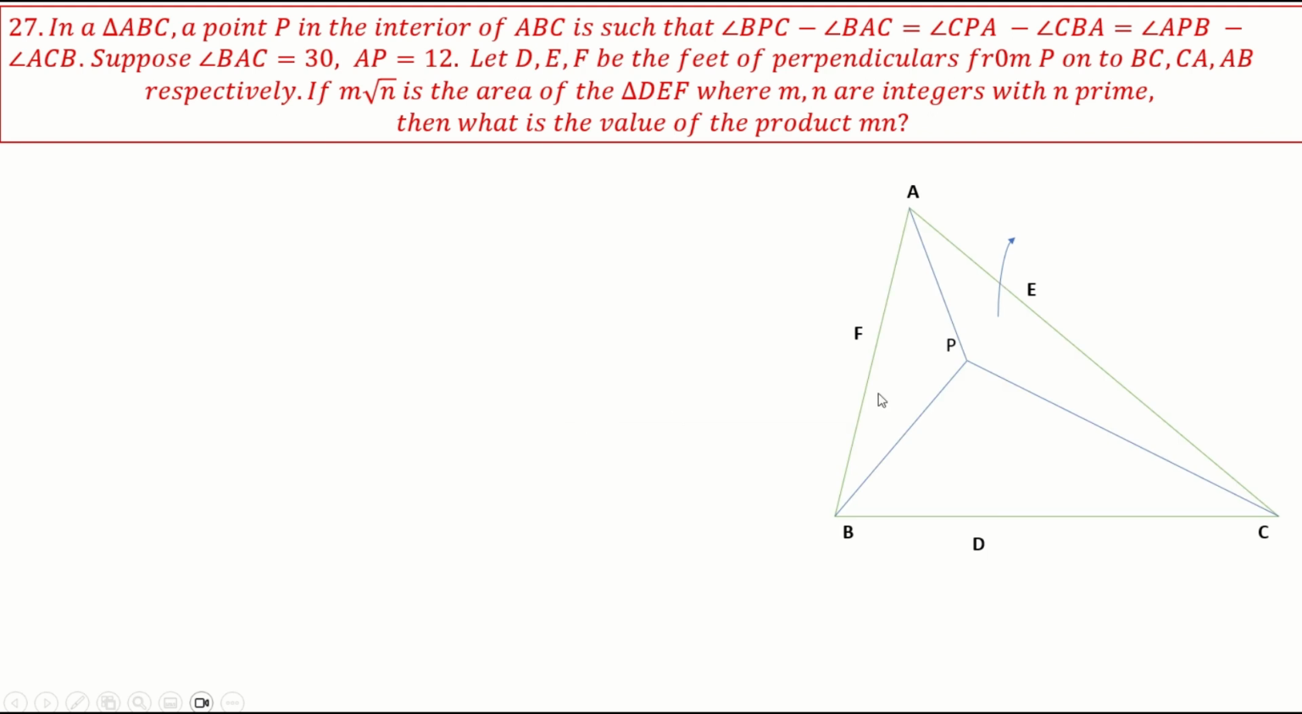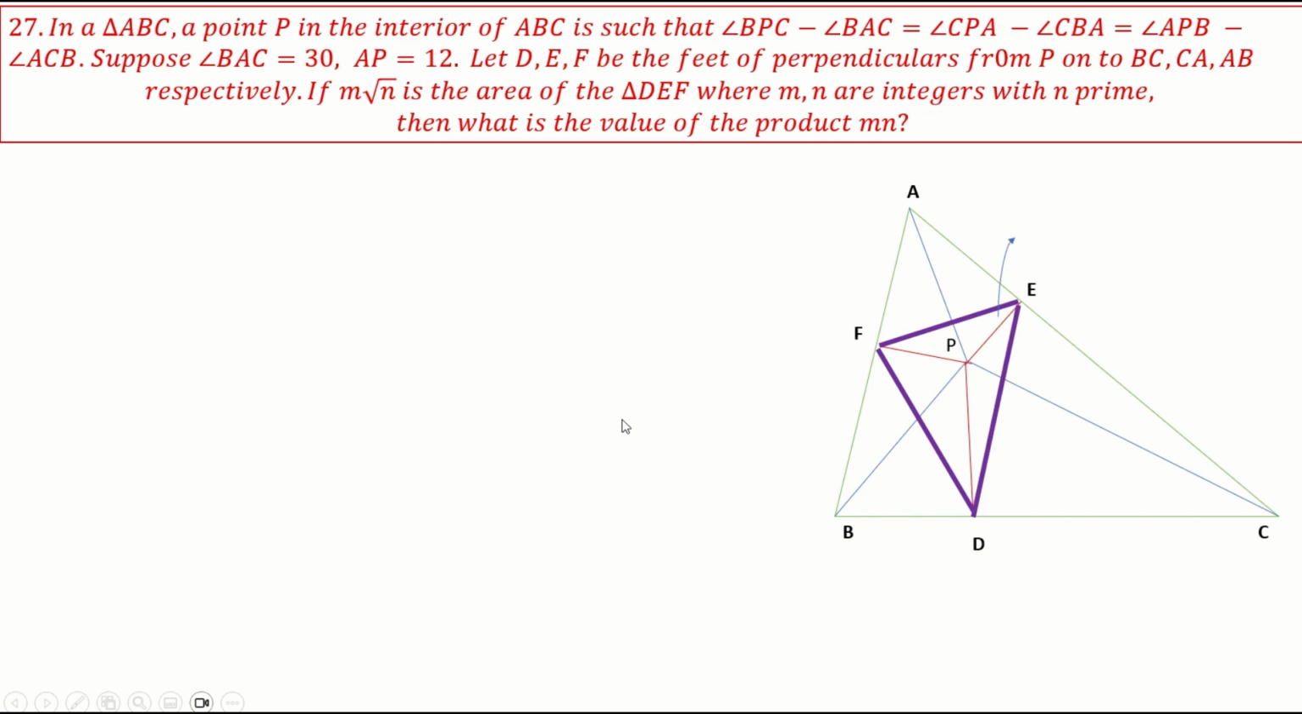So this is the triangle. Ignore the arrow here. Now D, E, F are 3 points on BC, AC and AB. These are the perpendiculars drawn from P onto these three lines. The red lines are perpendiculars. This is the triangle which will form. We need to find the area of this DEF.